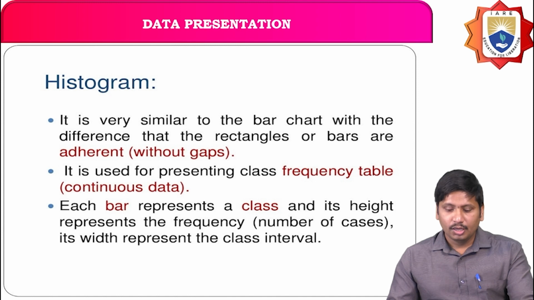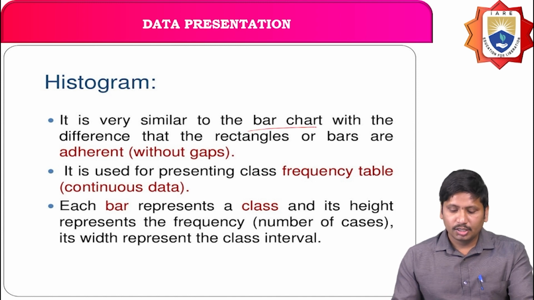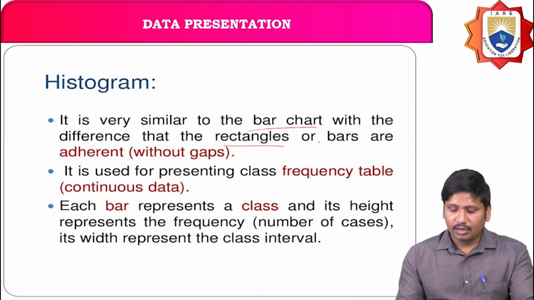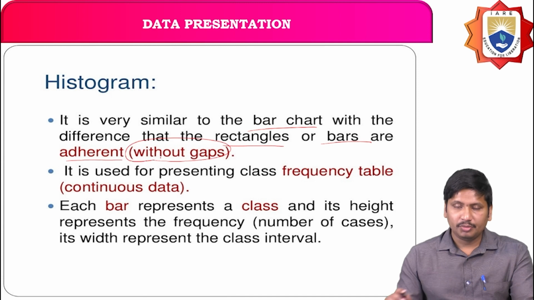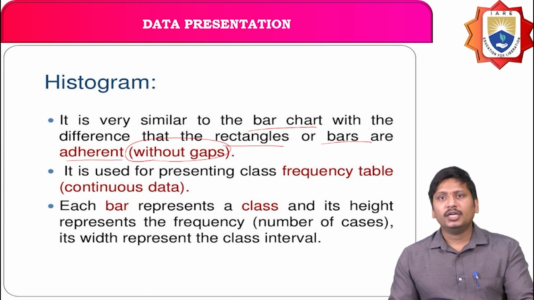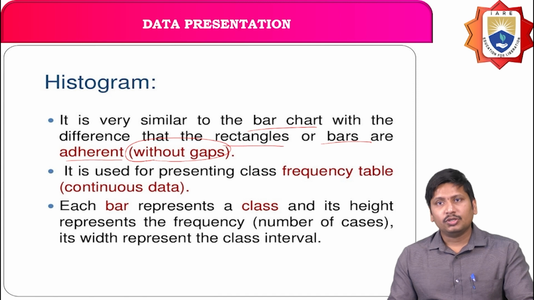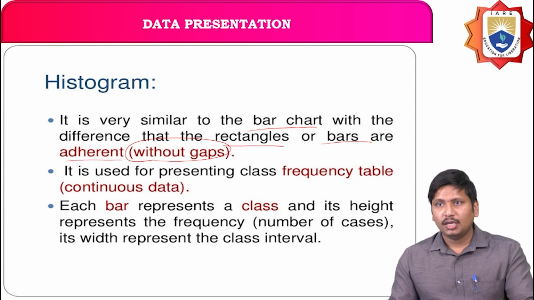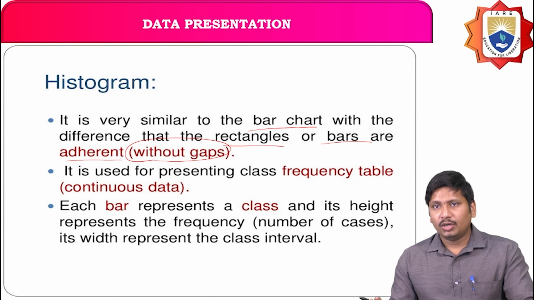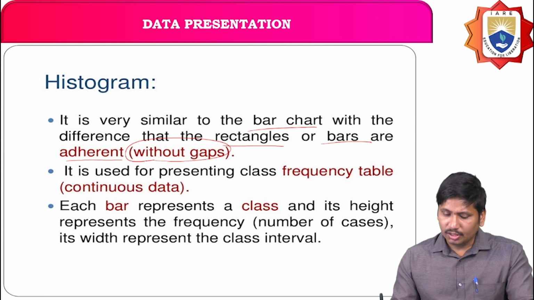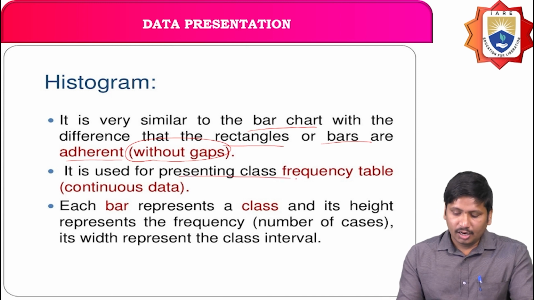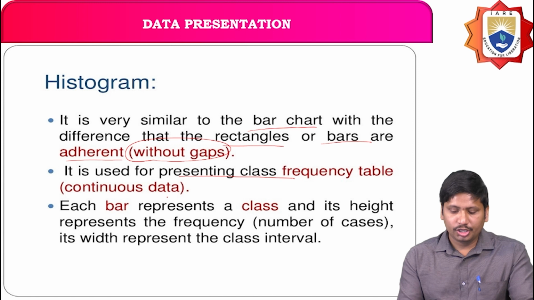So histogram is very similar to the bar chart, with the difference that the rectangles or bars are adherent. That means we should not maintain any gaps between them. Then that should be a histogram here. So the difference is that if we are not maintaining any gaps from one bar to another bar, that should be a histogram. So it is used for presenting a class frequency table for continuous data, right?